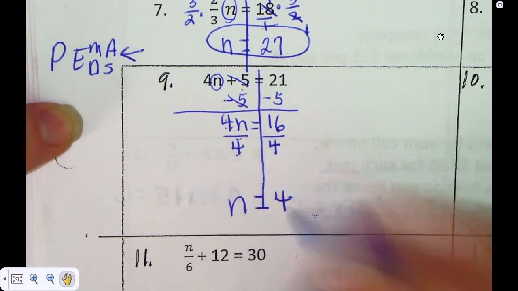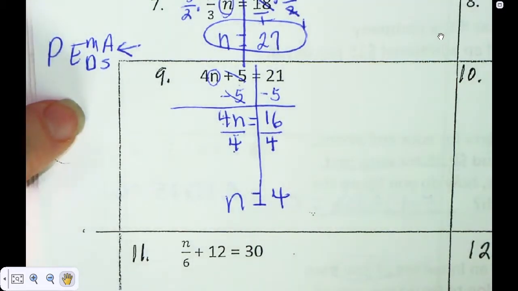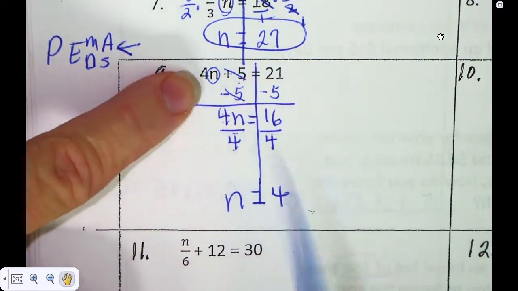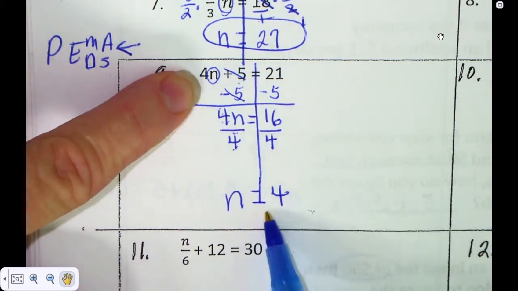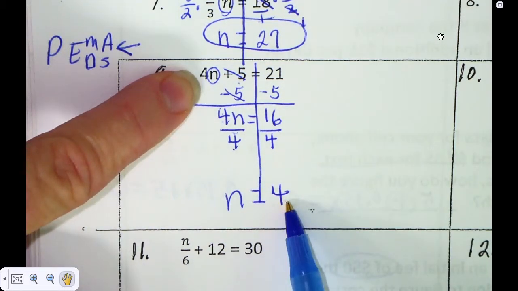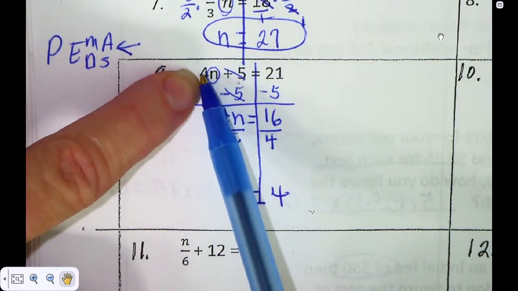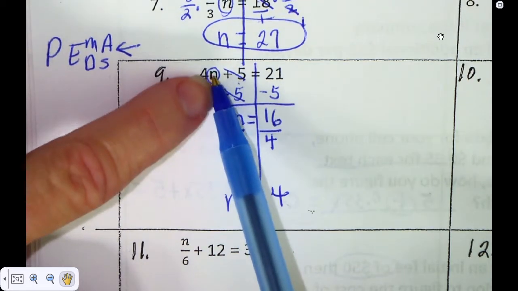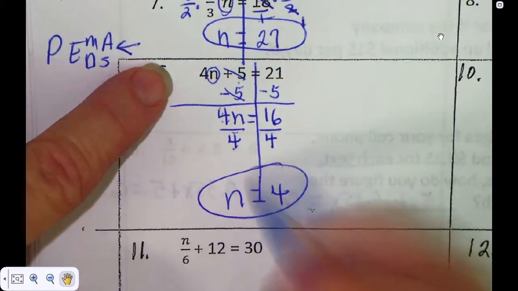What's 16 divided by 4? 4. Now, here is the hardest part for people. They don't know how to check it. Go back up to your original equation. We think n is 4. That's what we think n is. So we're going to substitute it in for n. So everybody, we're going to go 4 times 4 plus 5. Yay, we've checked it.